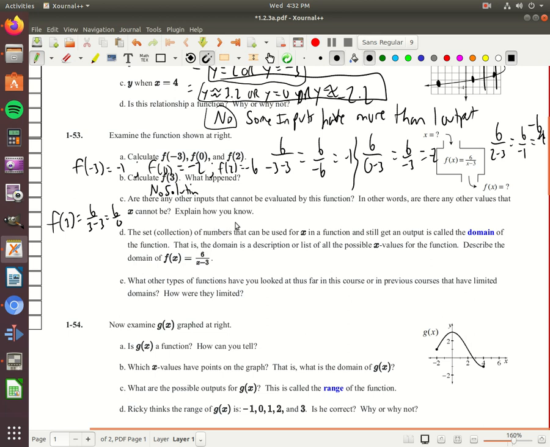So are there any other inputs that cannot be evaluated by this function? In other words, are there any other values of x that cannot be? Well, we'll say no, right? Anything I plug in here except for 3 gives me a value.